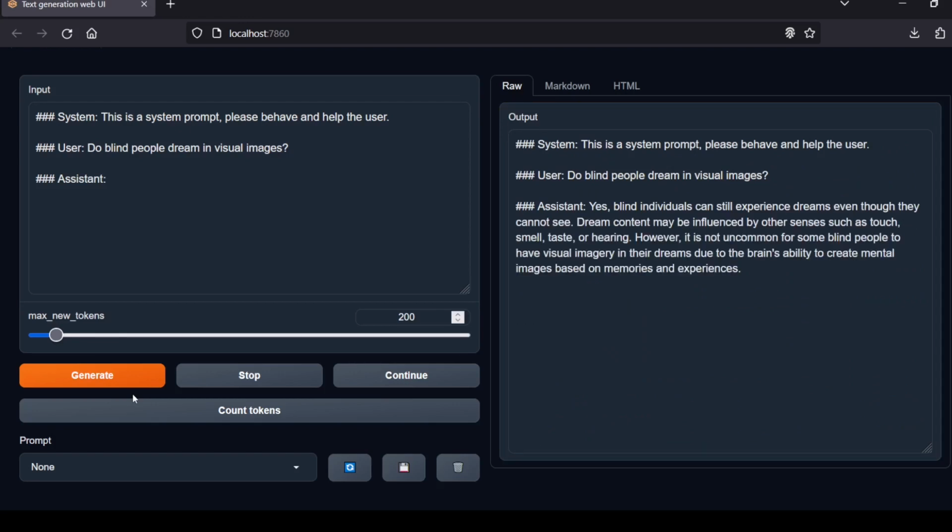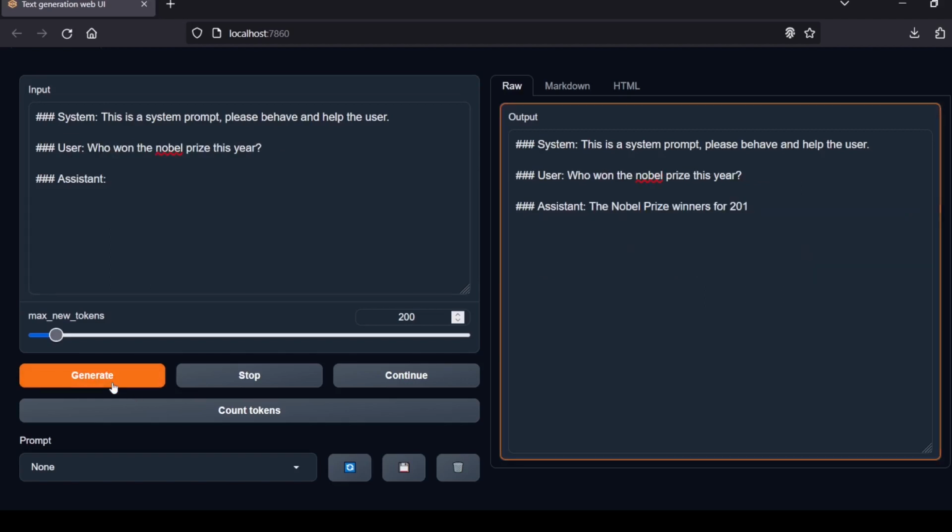The model explained that blind individuals can still dream and experience senses like sound, but may not always have visuals in dreams. It noted that some blind people can picture images in dreams based on memories. A thoughtful perspective. Local lab rating. Pass. Next question. Who won the Nobel Prize this year?